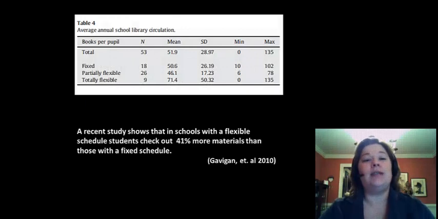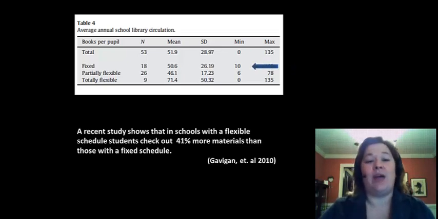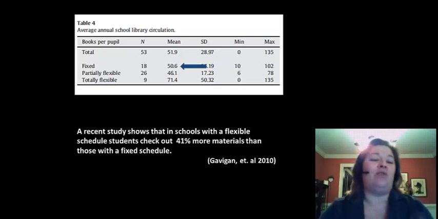In 2010, a study was done regarding the circulation of materials in flexible scheduled versus fixed scheduled libraries. What they found was that in fixed scheduled libraries, students checked out an average of 51 books per week. In a flexible schedule, they checked out 41% more books, 71 books per week.